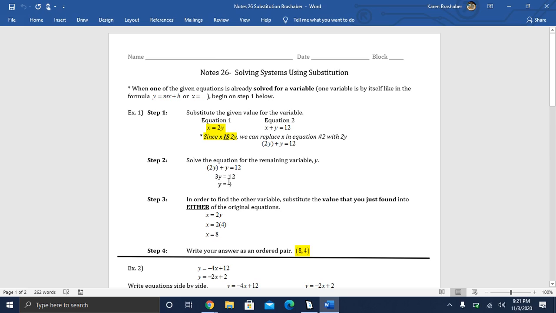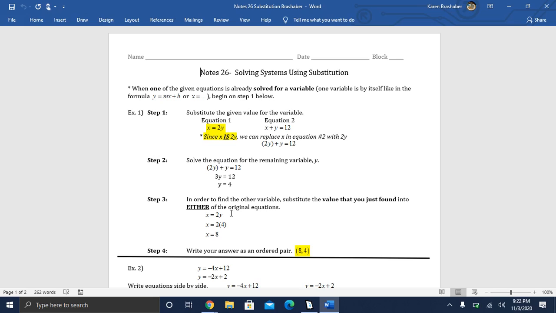Now, as you saw in Desmos, the solution is an ordered pair. So I only know the y right now. I can substitute that value into either equation. So I could substitute into x equals 2y. If I do that, then I get x equals 2 times my y value, which, remember, was 4. So 2 times 4, x is 8. And notice that I get that ordered pair, 8, 4.